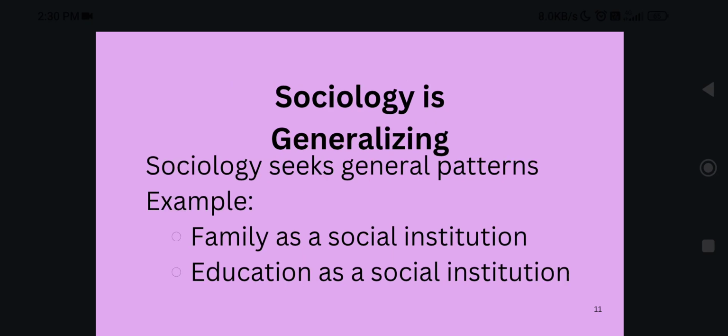Sociology is a generalizing science. It studies broad patterns found in society rather than individual cases. For example, every family is different, but sociologists study the common functions performed by families. Similarly, schools may differ, but education performs certain common roles in society. Thus, sociology identifies broad patterns and principles of social life.